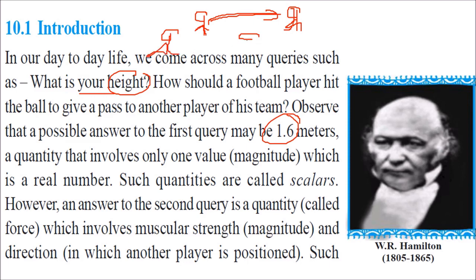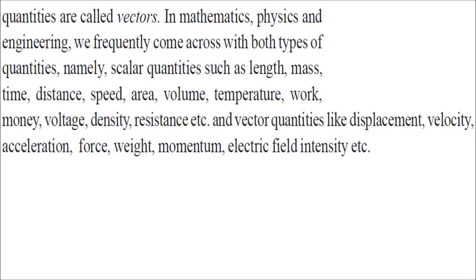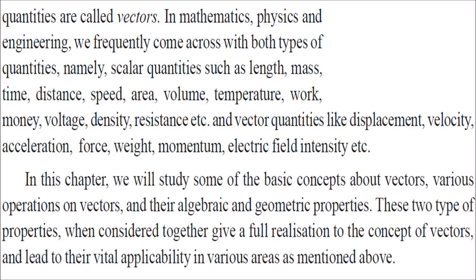He may be here, he may be here, anywhere. So there has to be some direction also. Apart from the distance, there has to be some direction also. So this height is called a scalar because it has only magnitude, while the quantity which has magnitude as well as direction is called a vector. They are known as vectors.